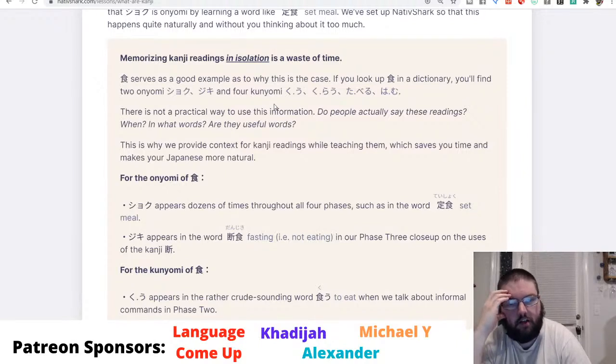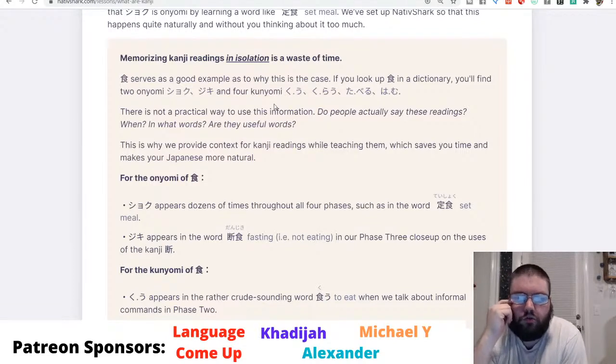Ta serves as a good example as to why this is the case. If you look up ta in the dictionary, you'll find two onyomi, shoku and jiki, and four kunyomi, kurau, taberu, and hamu. There's no practical way to use this information. Do people actually say these readings? When and in what words are they useful? This is why we provide context for kanji readings while teaching them, which saves you time and makes your Japanese more natural.